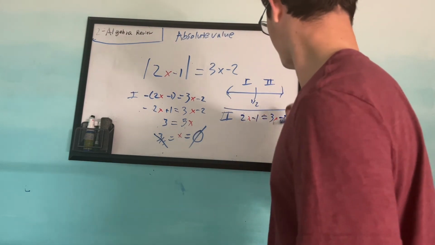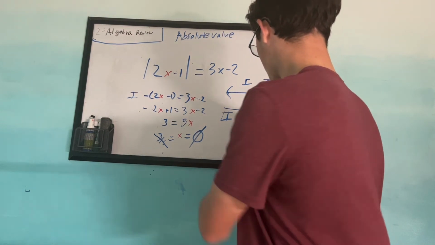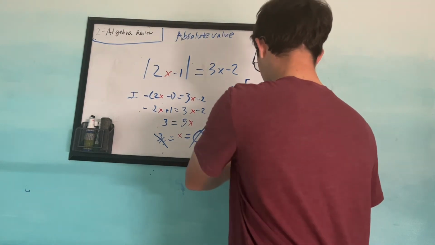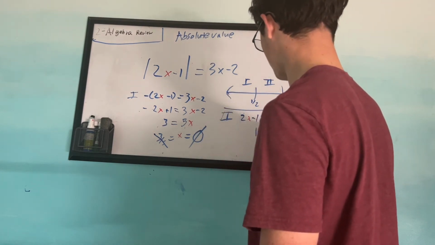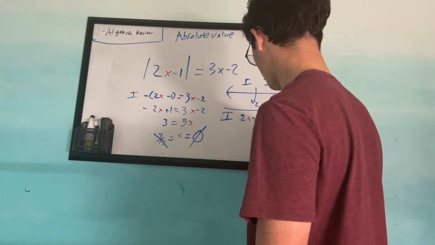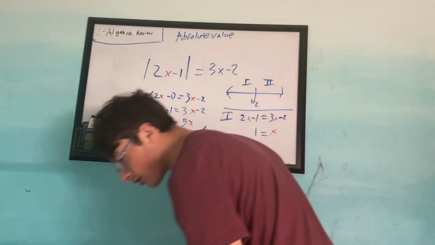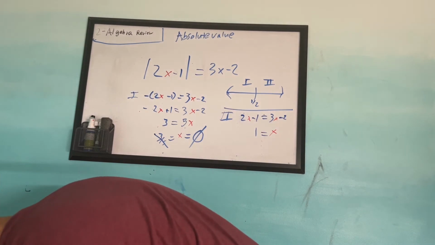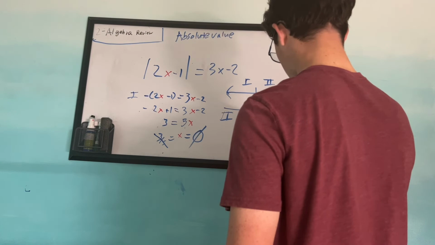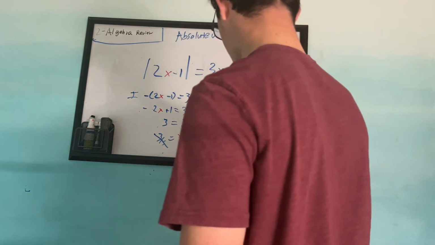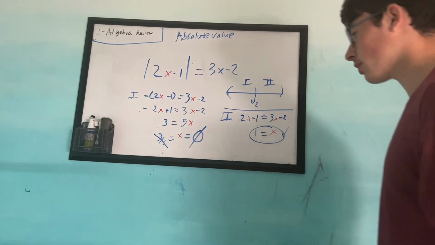Now we can add 2 to this side, and oopsie daisies. Subtract 2x from both sides. 1 equals x. And since this 1 is in fact greater than or equal to 1/2, this is true, which means we can just say that's our answer. What we're looking for is x equals 1.